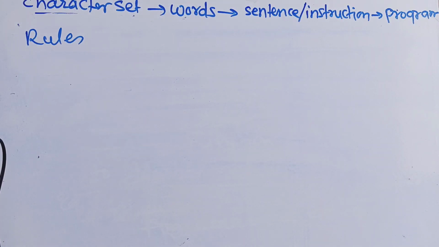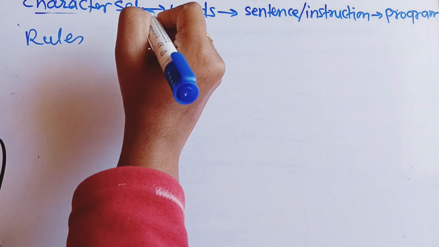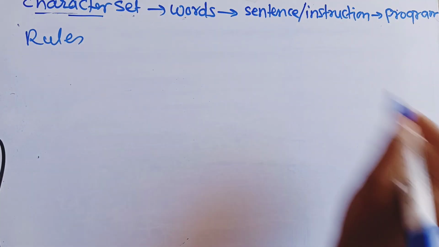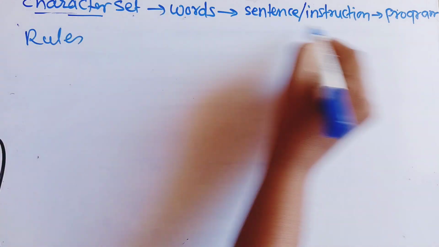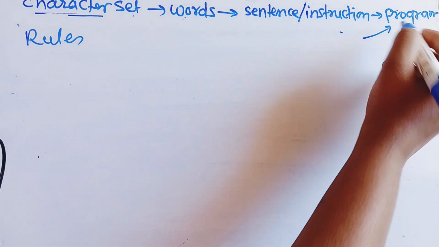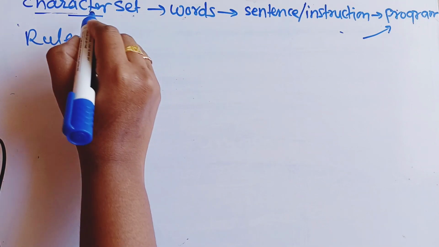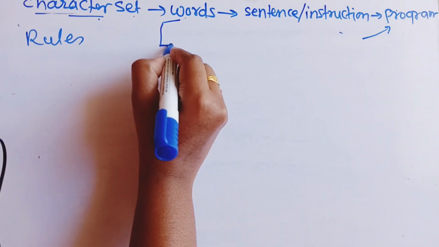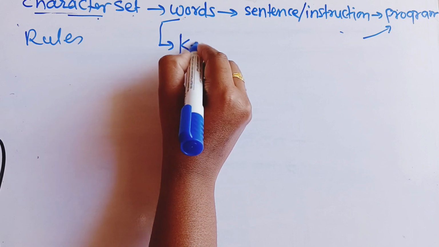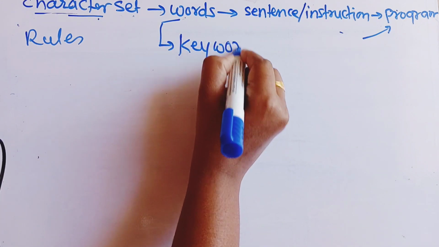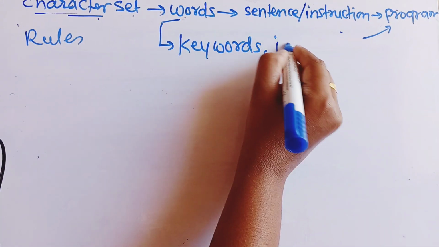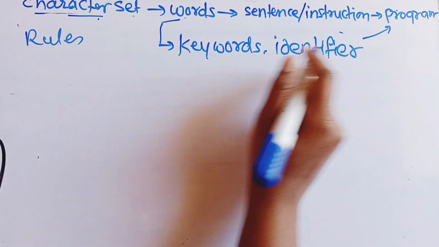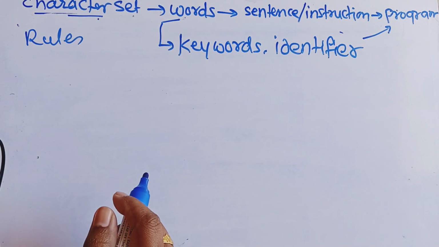Welcome back. In the last class, we have seen the character set in C. Our ultimate aim of learning C programming is to write programs. So, first we have studied the character set. In today's class, we will see words. In words, we will see what are keywords and what are identifiers. So, in this class, we are going to learn about keywords and identifiers.